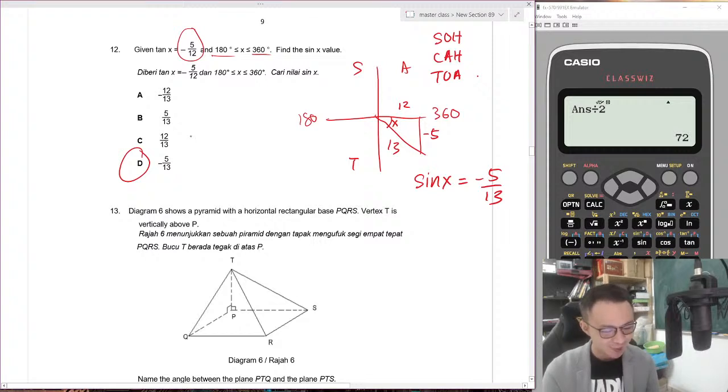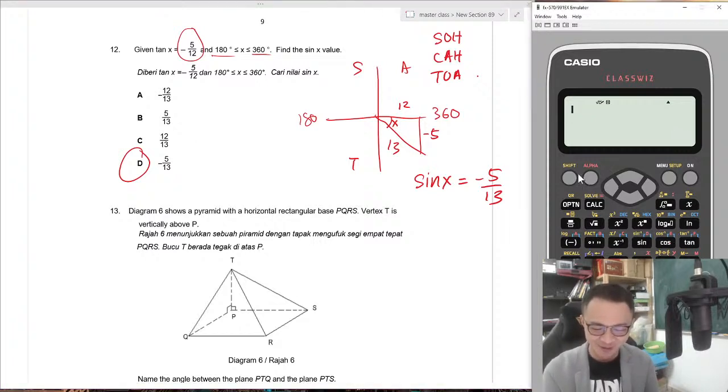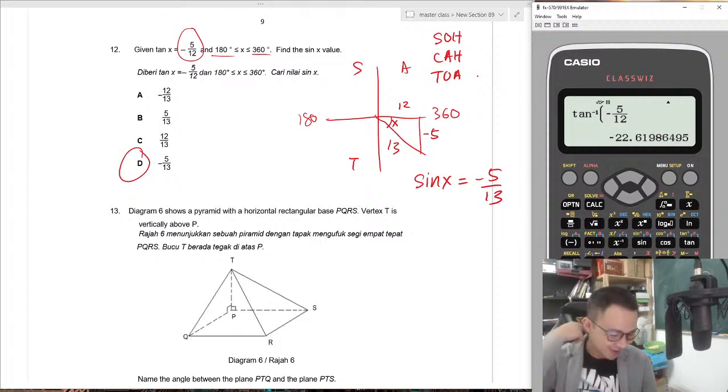If you are doing trial and error, I don't know. I seldom do trial and error for this kind of question. Let's try negative 5/12 and see what the calculator tells us. Yeah, the calculator will give us some negative angle. It doesn't help so much.